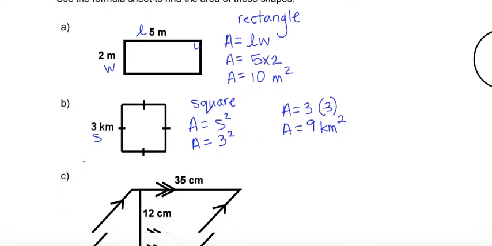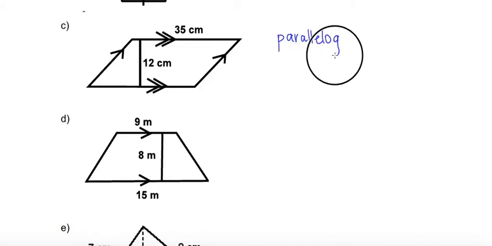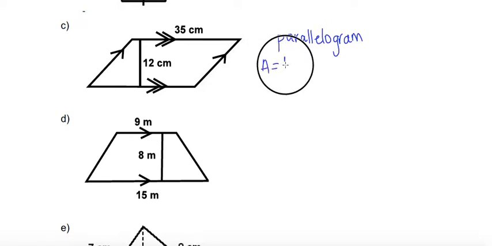Excellent. Now the next example looks at a parallelogram. It would be helpful if I spell that correctly for you. There we go. So parallelogram. And the area for a parallelogram, if we refer to our formula sheet, is base times height, where base is the bottom of my shape and height is my vertical height.